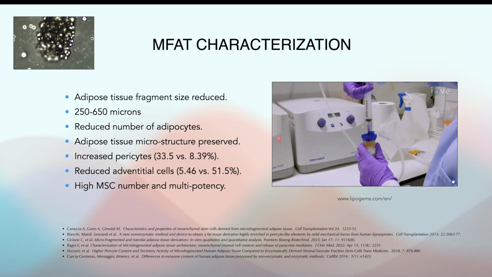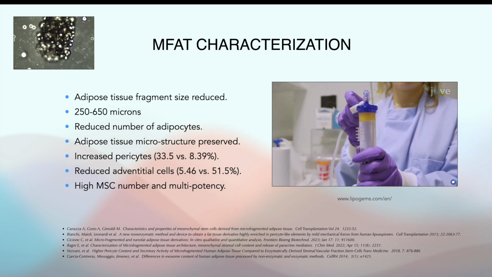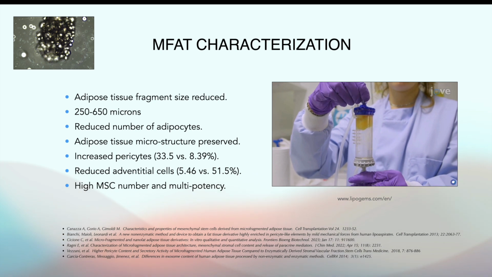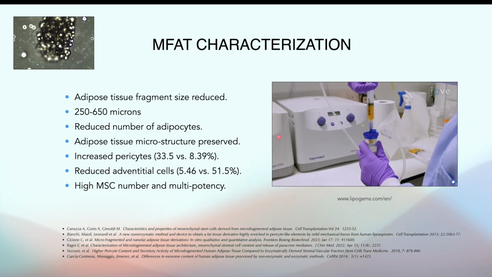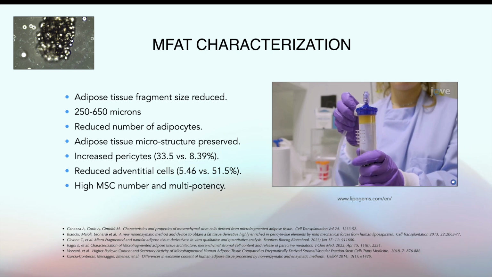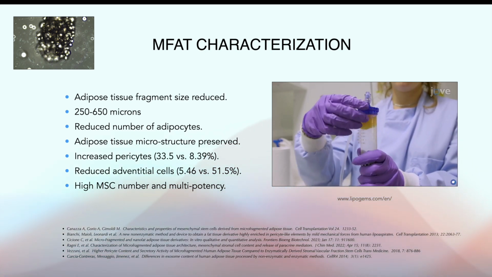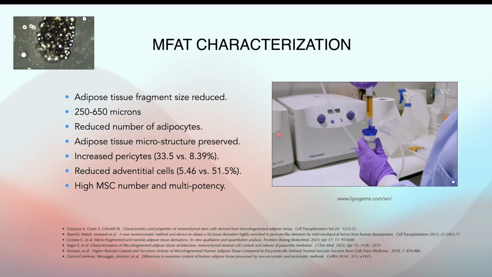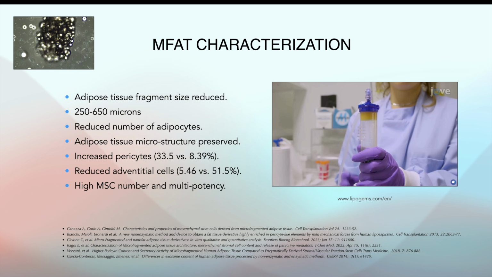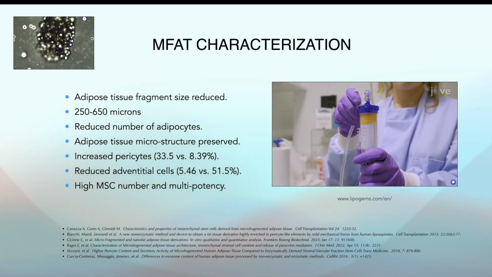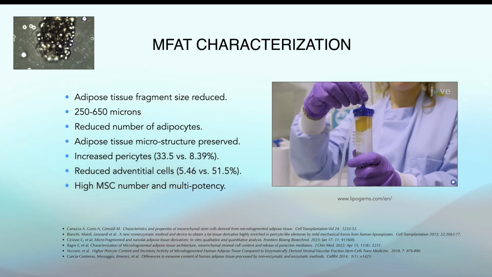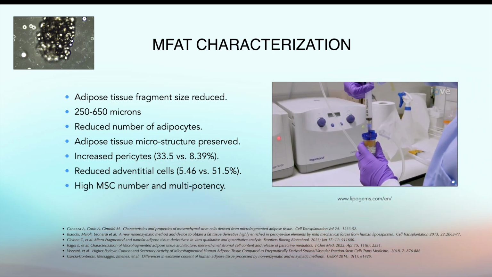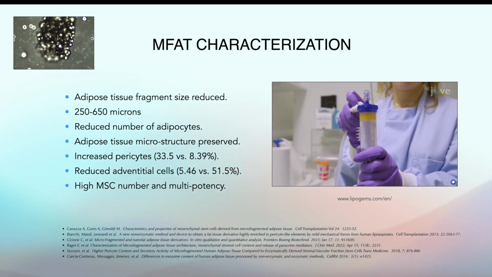Microfragmented adipose tissue developed from different FDA-approved devices has been characterized in the literature, most commonly with this one, where it's been shown that the adipose tissue is microfragmented to a size of about 250 to 650 microns. There's a reduction in the number of adipocytes, but the adipose tissue microstructure is preserved with an increased concentration in pericytes, a reduced concentration of the adventitial cells, which makes sense because you're eliminating the larger vessels from the adipose tissue. And then there's a high MSC number and multipotency observed.